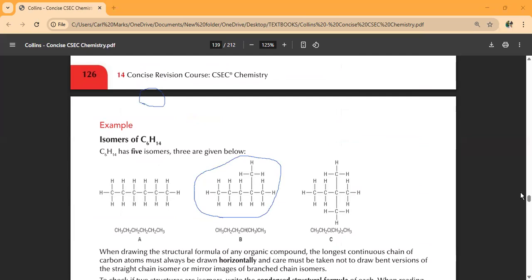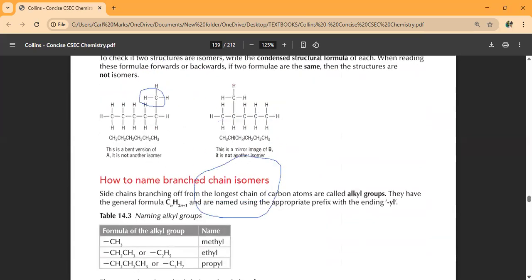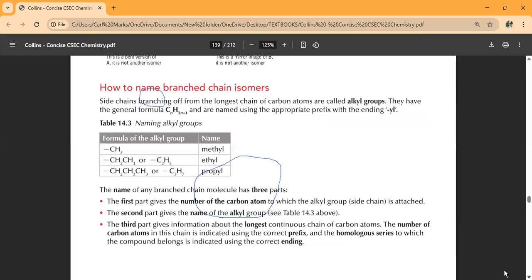The first part of the group is our alkyl group, and we need to indicate the carbon to which it is attached. And the second part gives the name of the alkyl group. So we have to say which carbon it is on first, then the name of the alkyl group, and the third part gives the information of the longest continuous chain of the carbon atoms. So let's go to our example.